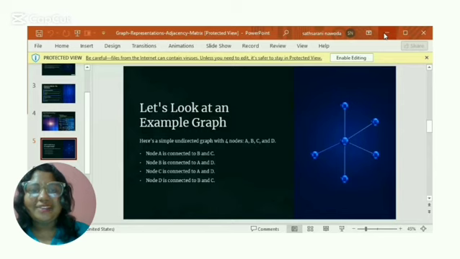Now let us look at a simple example graph. This graph has four nodes: A, B, C and D. The connections are: A is connected to B and C. B is connected to A and D. C is connected to A and D. D is connected to B and C. This is an undirected graph. We will now convert this graph into an adjacency matrix.